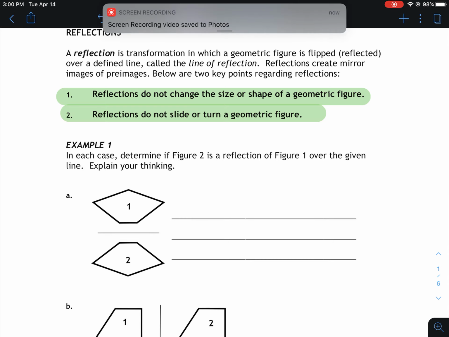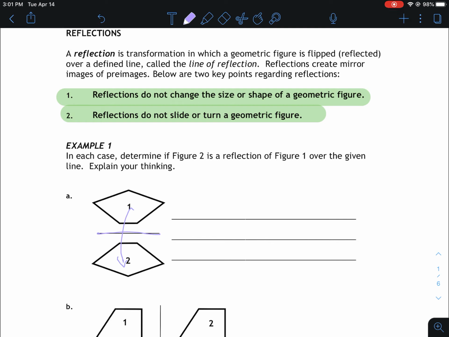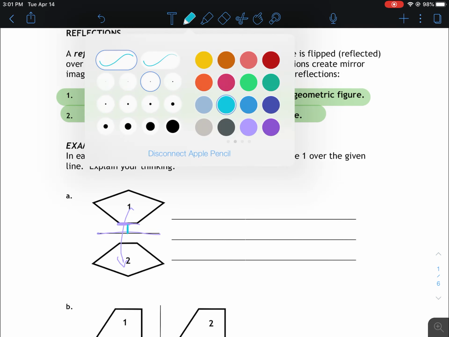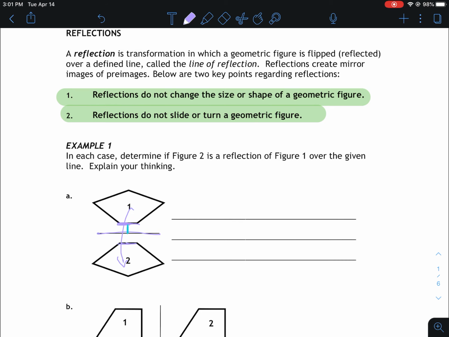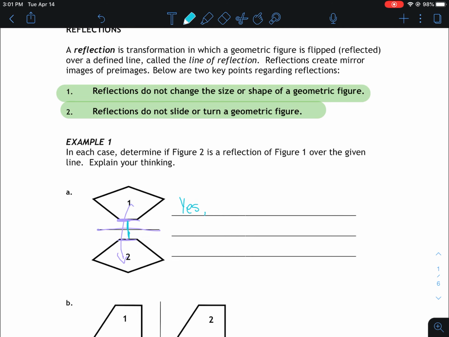So when we are looking at example 1 here, we need to determine if figure 2 is a reflection of figure 1 over the given line. So this is our given line, and what happened is that it flipped down. This right here is exactly the same distance as it is below. So this is equal distance from our reflection line. So since that is the case and it's the exact same image, same shape, same size, didn't slide, didn't turn, yes, this is a reflection.